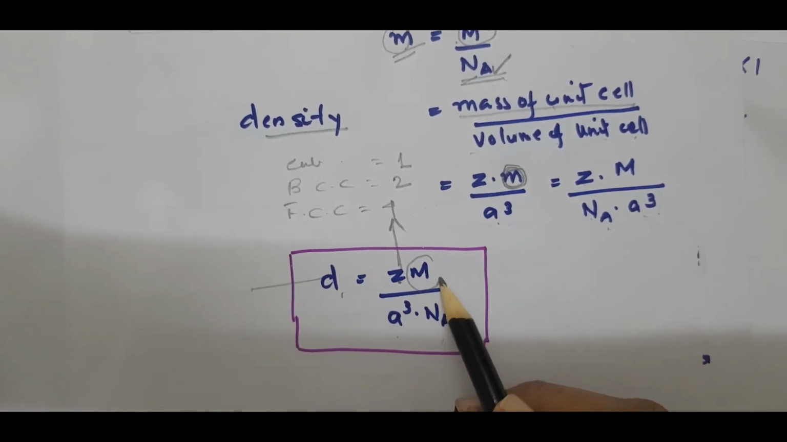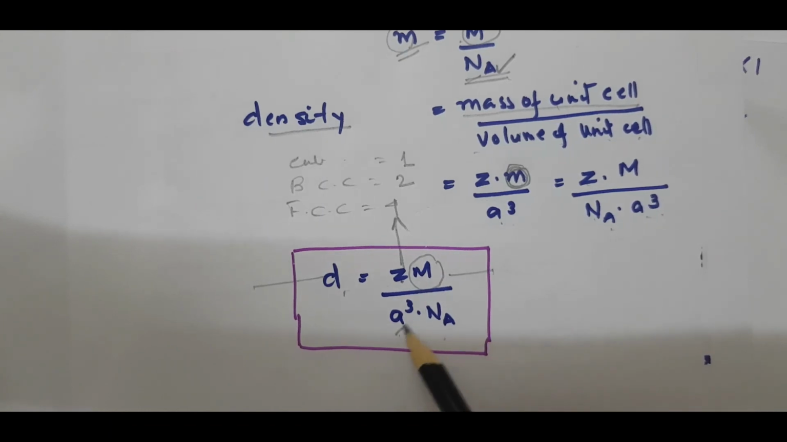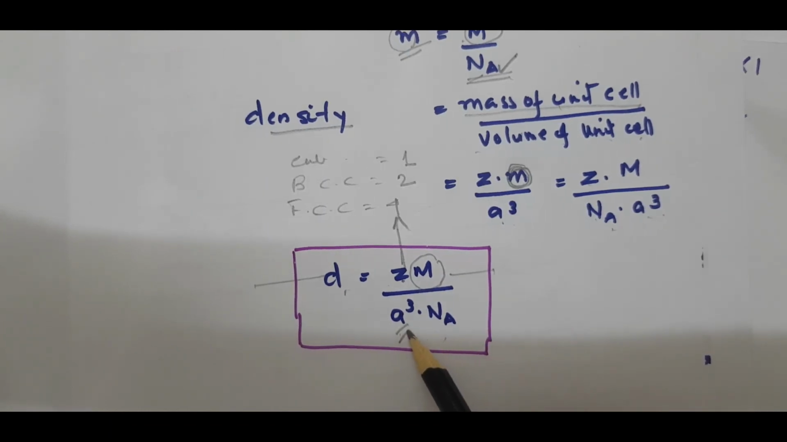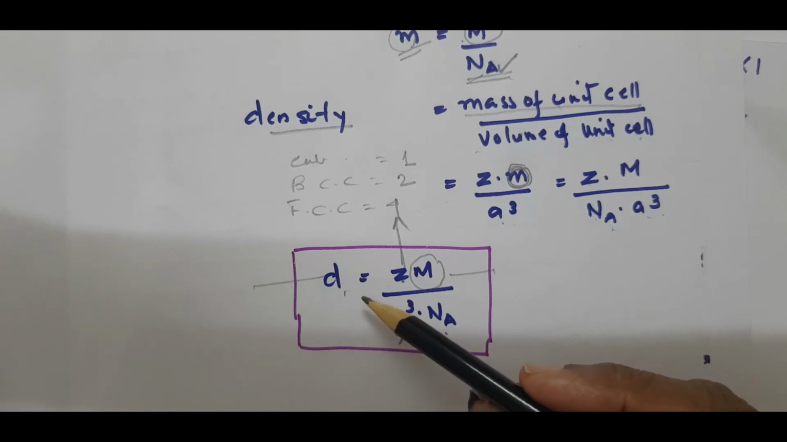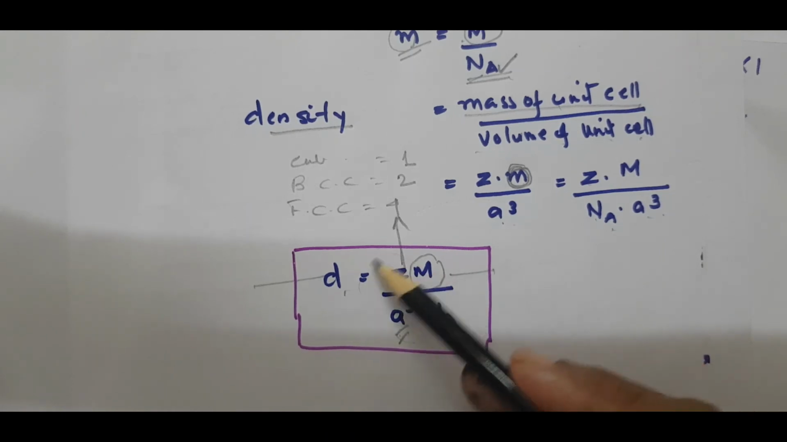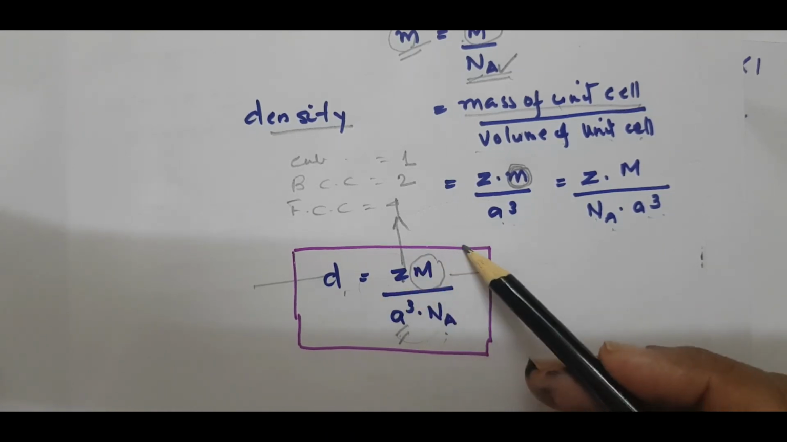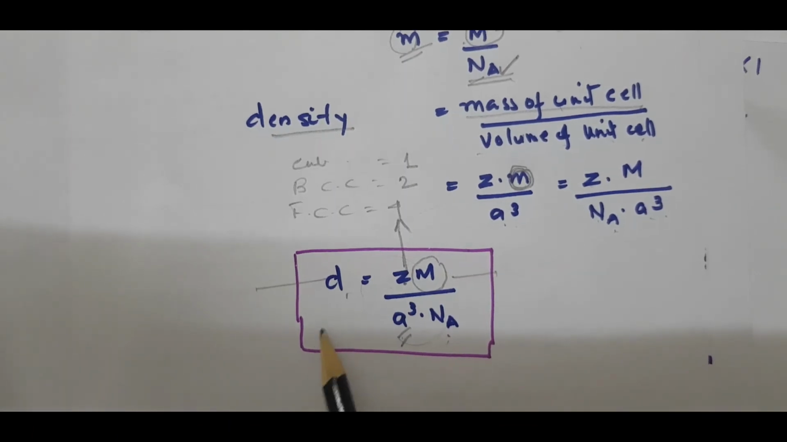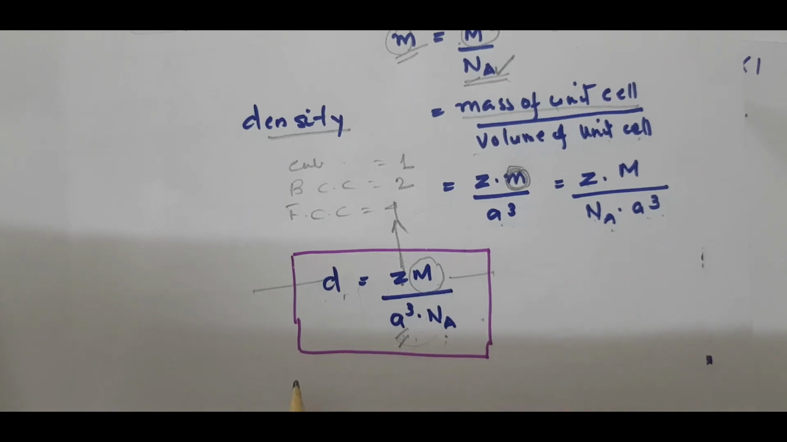M means what? Capital M is the molar mass. A cube is the volume. Correct. And Na is the Avogadro number. So if you know all these parameters, out of these 5 parameters, if you know any 4, you can calculate the other one. So this is very important for numericals. Density is equal to Z M by a cube Na.